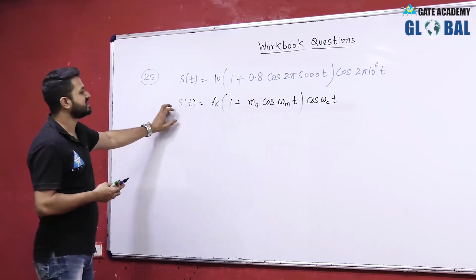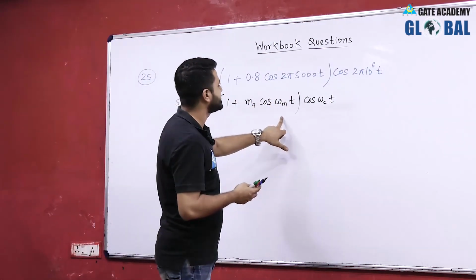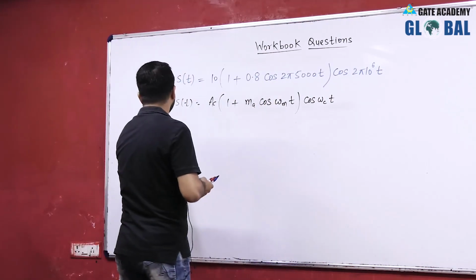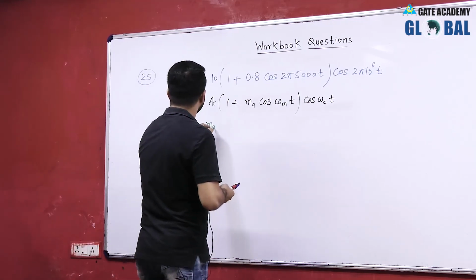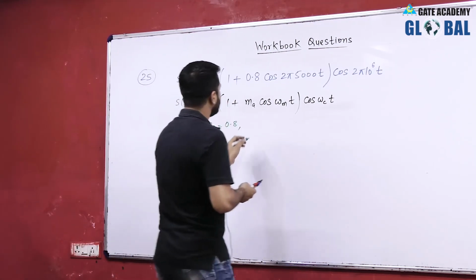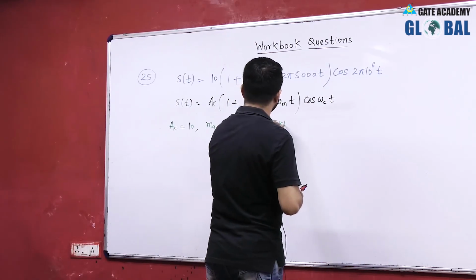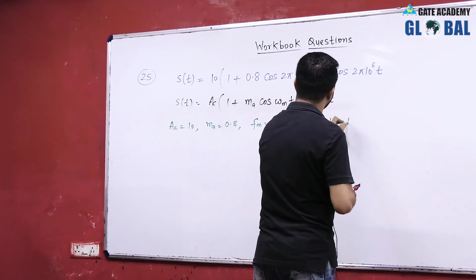So if we compare this, we get the carrier amplitude, we get the modulation index, we get the message signal frequency and we get the carrier frequency. So if we compare, we get Ac equal to 10, modulation index is 0.8, message signal frequency as 5 kilohertz and carrier frequency as 1000 kilohertz or 1 megahertz.